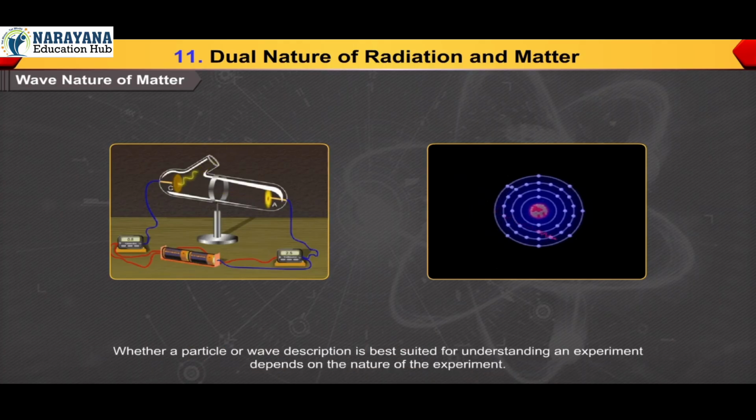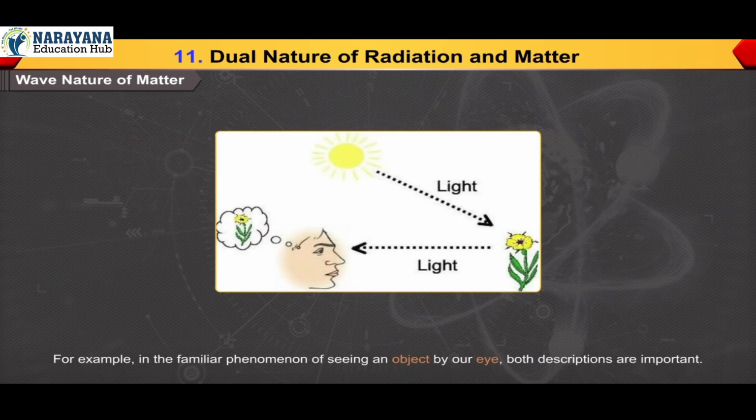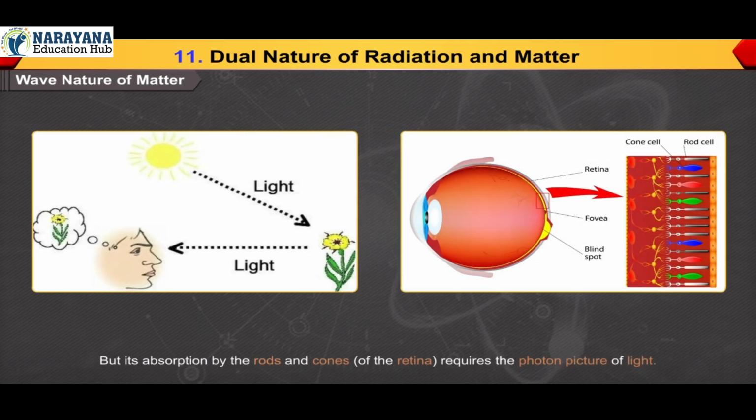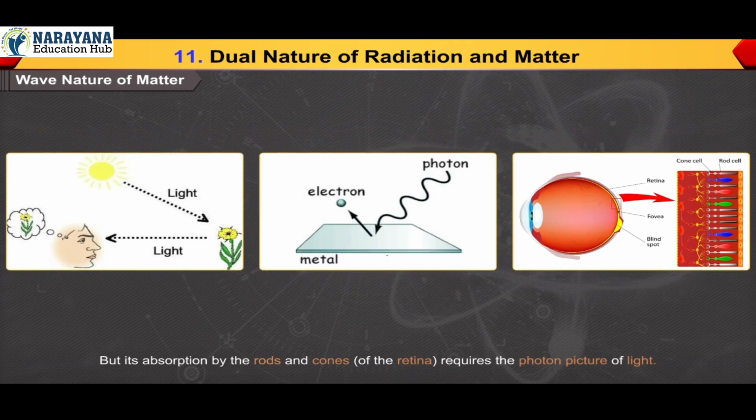Whether a particle or wave description is best suited for understanding an experiment depends on the nature of the experiment. For example, in the familiar phenomenon of seeing an object by our eye, both descriptions are important. The gathering and focusing mechanism of light by the eye lens is well described in the wave picture, but its absorption by the rods and cones of the retina requires the photon picture of light.